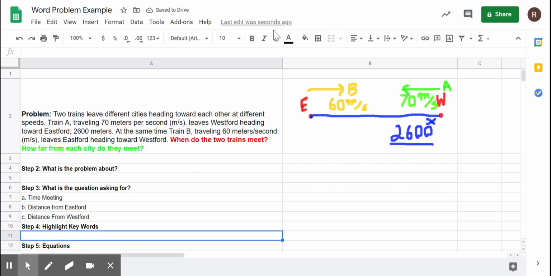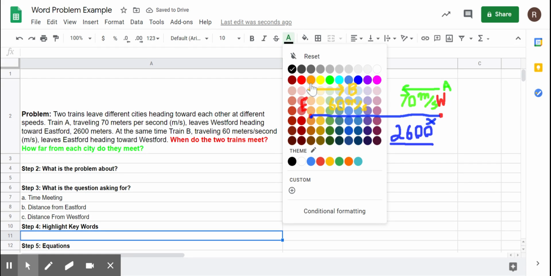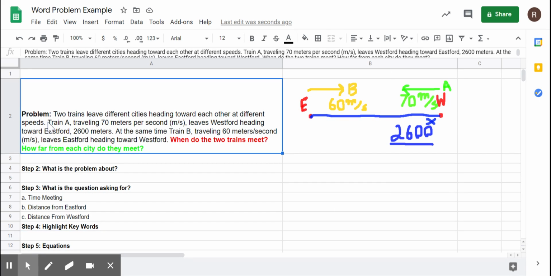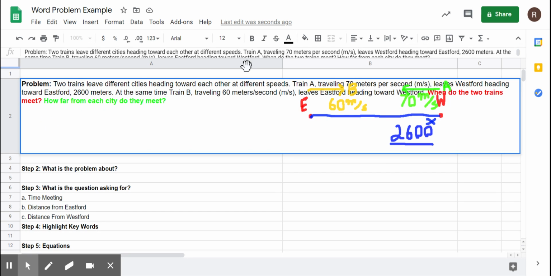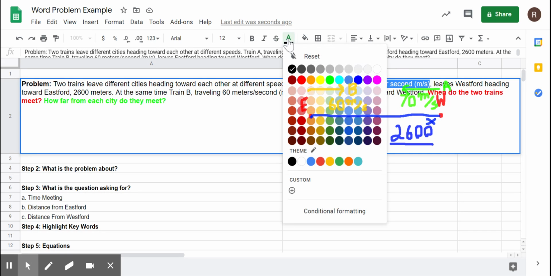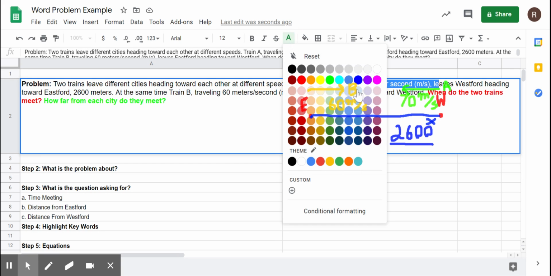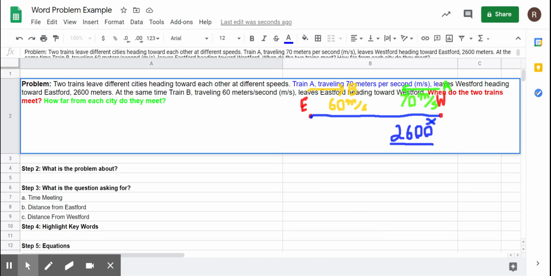I'm just going to also highlight some key values. Let's go ahead, and I'm going to highlight them all in various shades of blue here. So first of all, I'm going to bold this. So we have train A, and it's traveling at 70 meters per second. Okay, so there we go. Train A, traveling at 70 meters per second. Right, now, here's the thing. We know that this train is moving one way. Ooh, wow, that is way too light. I'm sorry, I'm going to make this a darker blue. There we go. Okay, and it leaves Westford heading towards Eastford.